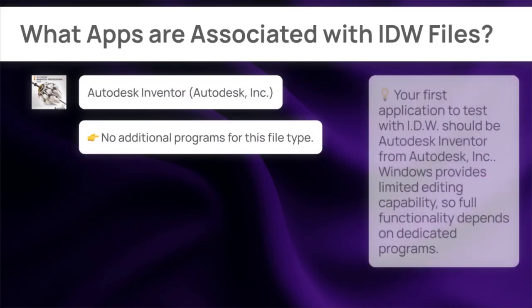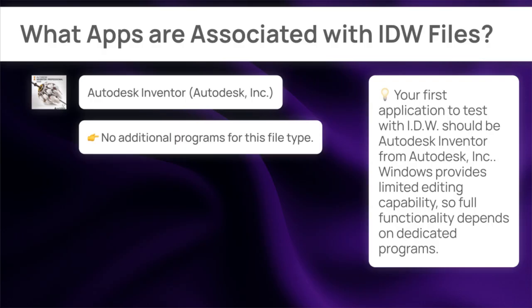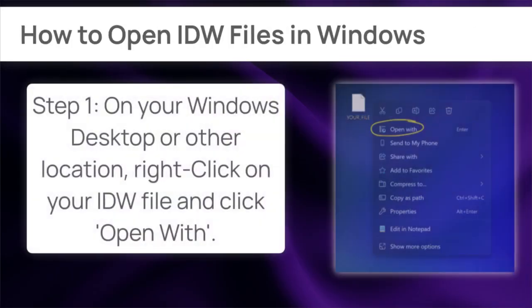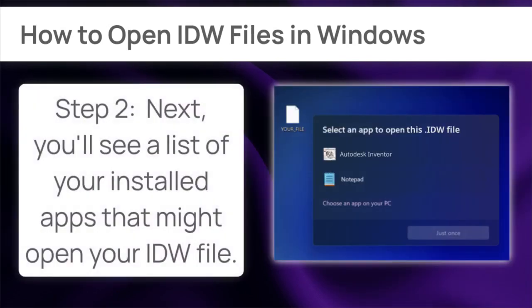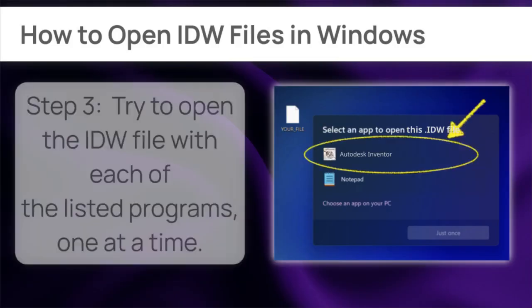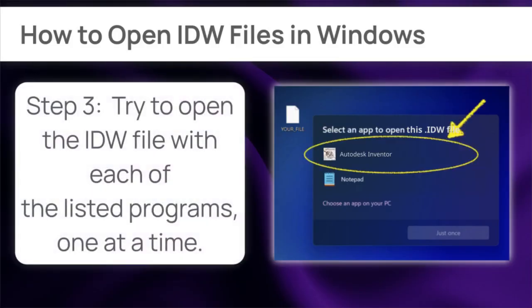Windows cannot validate changes to the file structure, demanding dedicated software for integrity. Windows won't display parametric or assembly data, so full access depends on dedicated modeling tools. Your first step towards recovery: right-click the IDW file and choose Open With. If Autodesk Inventor is an option, select it first. Otherwise, try another tool from the list.